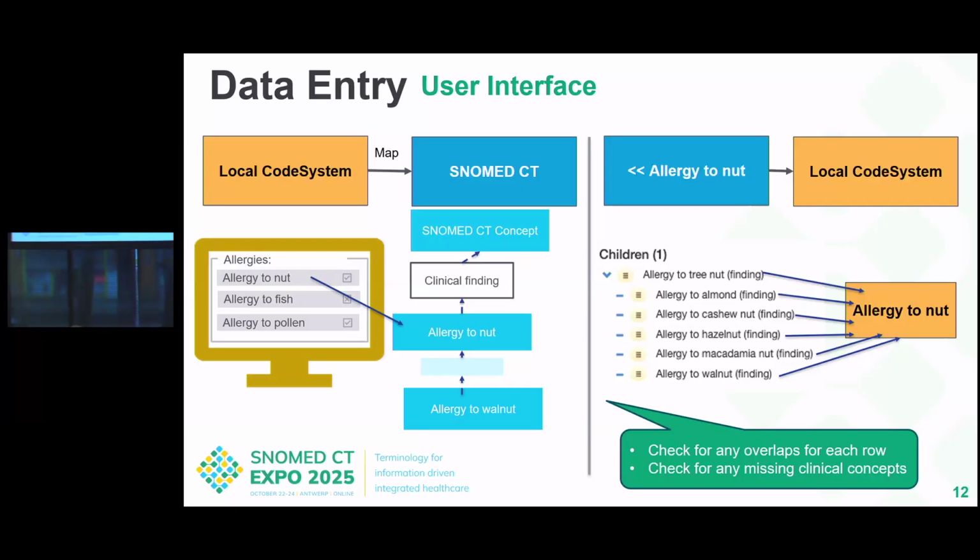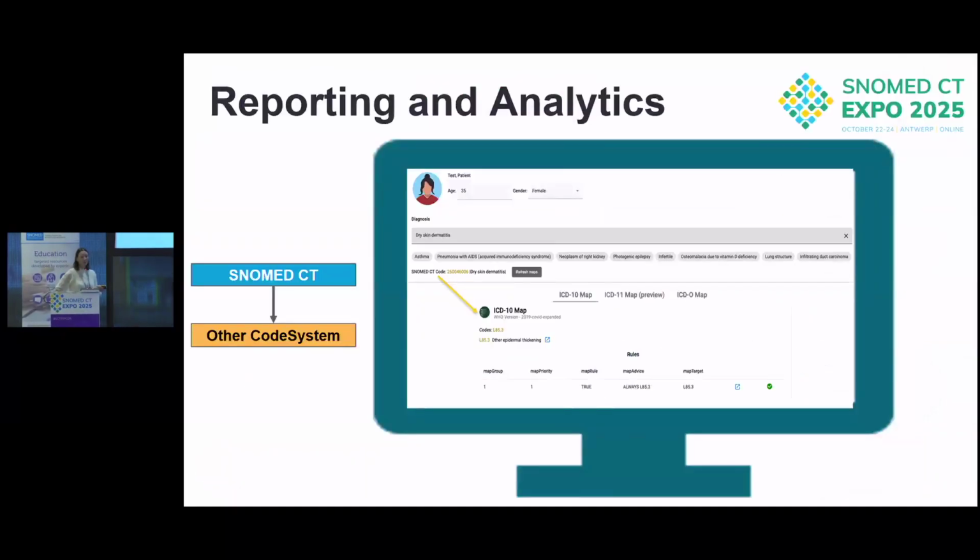Yeah, definitely. Okay, so it also might be used for reporting and analytics. This is a picture of our map demonstrator that shows how you would search for your SNOMED CT codes, and it can map to your classification systems to help with any reporting, analytics, reimbursement, things like that.